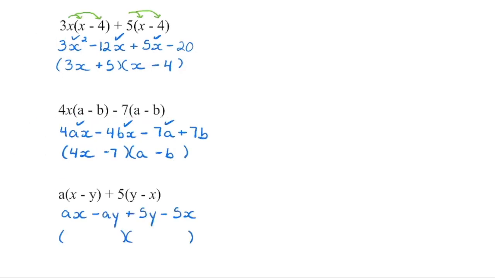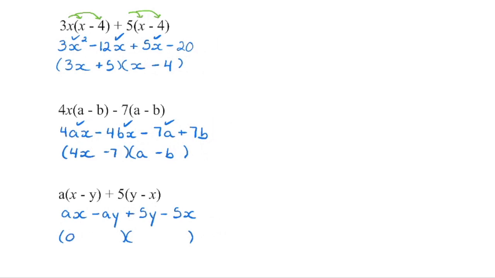In our next one, I've gone ahead and distributed in the a and the 5 to get rid of those brackets. Again, we have 4 terms, so I'm going to set up my binomials. We don't have a greatest common factor. We also don't have a square term. So let's start saying, what can we multiply together to get that ax?